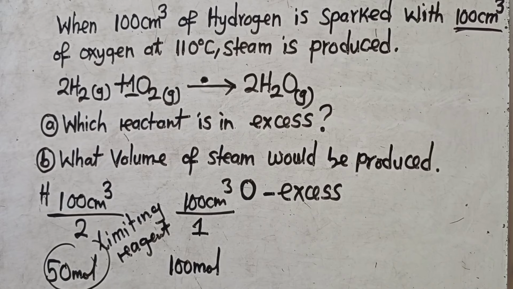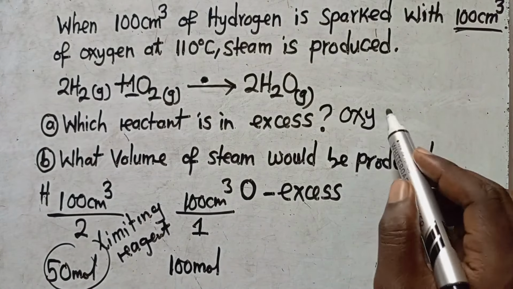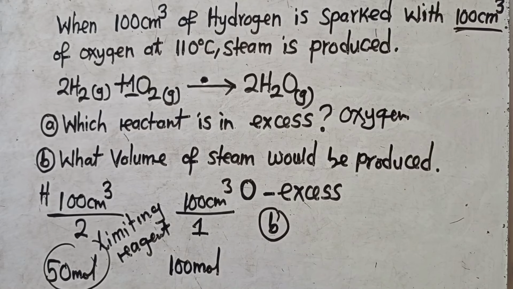We now move on to question B. The question is telling us which reactant is in excess. This is what you just say: oxygen. We move now to B. How can we answer B?